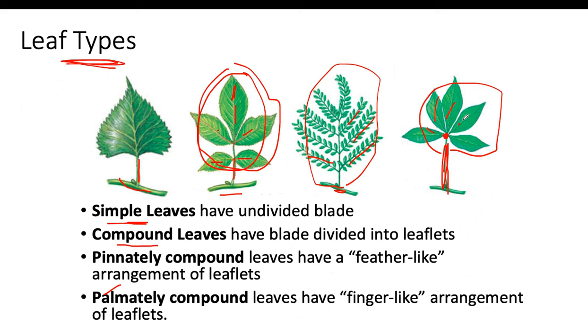So a great example locally here would be a buckeye. So the buckeye, like Ohio State, that's a palmately compound leaf.